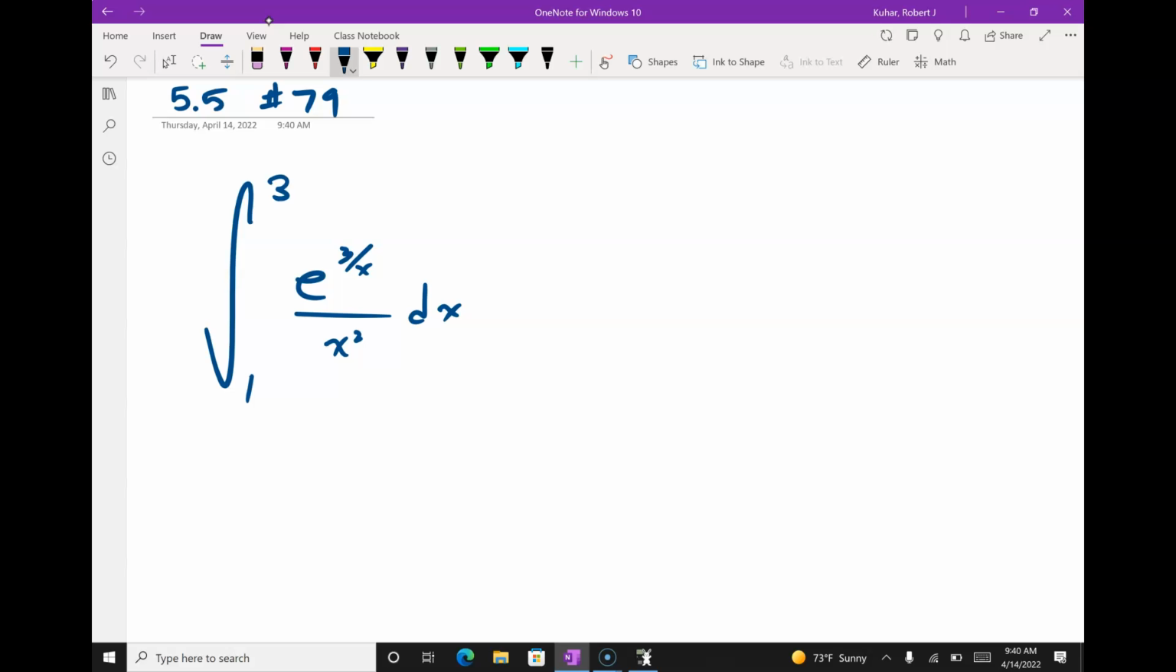Do you recognize that as a derivative? Hell no, right? Is it a power rule? Hell no, there's an e in there, right? E to the x in there, yes? Okay, do you see a function and its derivative? Hell no. Do you see an inside? Yes, e to the x is the inside, right?